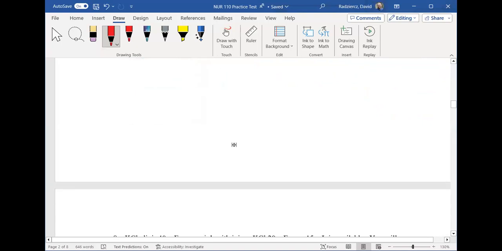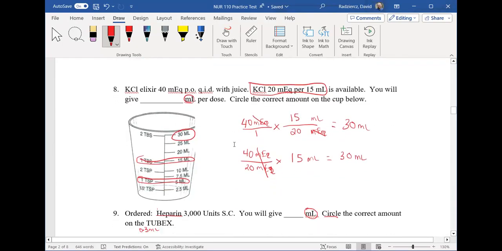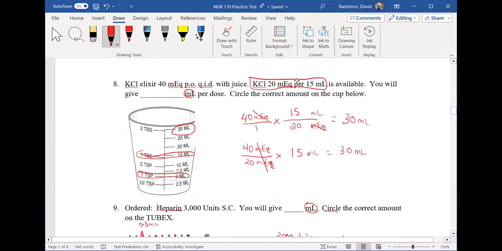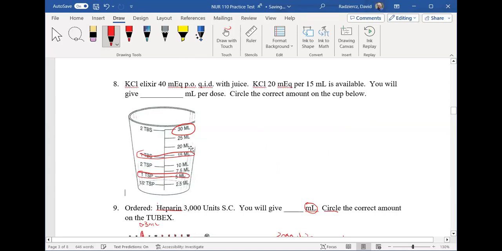All right, let's see here. So here's another oral based medication. What I'm going to do is change a variable. I'm going to change the question a little bit, that way you're not marking all these different things.